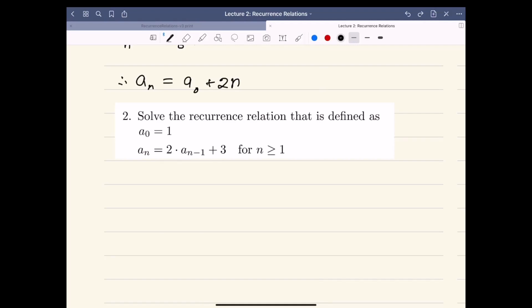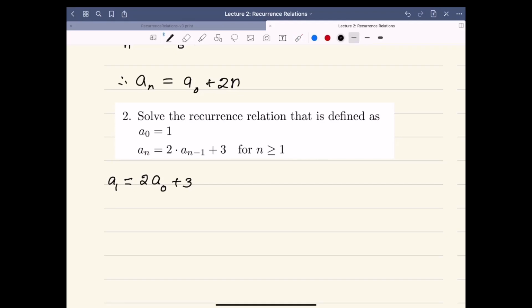a0 is given, so the next one is a1. So a1 is equal to 2 a0 plus 3, and this is obtained from the relation: when n is 1, you will have 2 a0 plus 3. Since this equation depends only on the initial value, we do not go further.